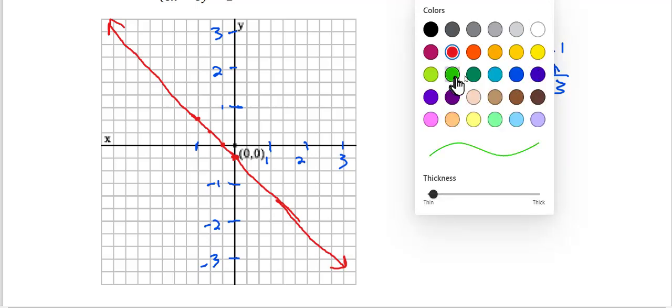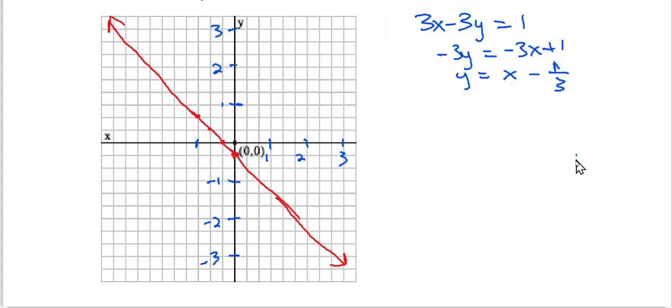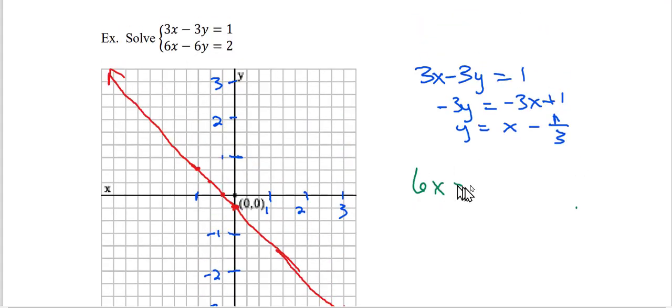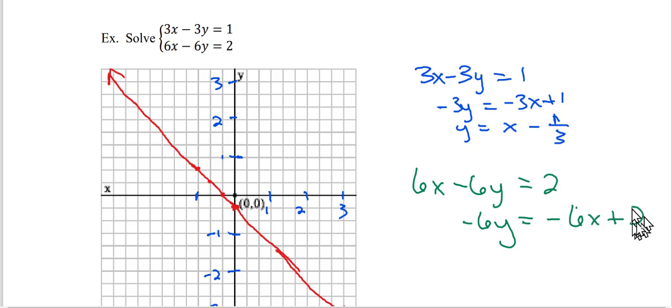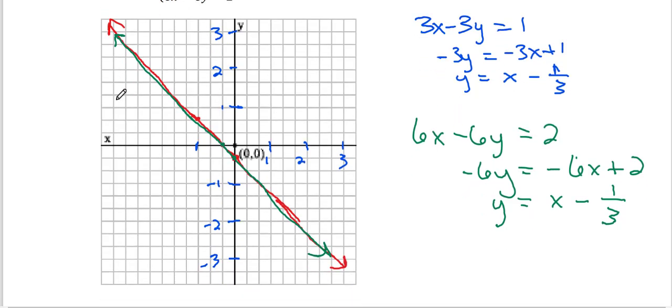Let's go ahead and go to the second line. 6x minus 6y equals 2. When I solve that for y, I get -6y equals -6x plus 2. Divide by -6 gives me y equals x minus 1/3. That's the same line. Y-intercept of -1/3, graph it, it's going to be right on top of that line. So now the question becomes, what is the solution to this system of equations?